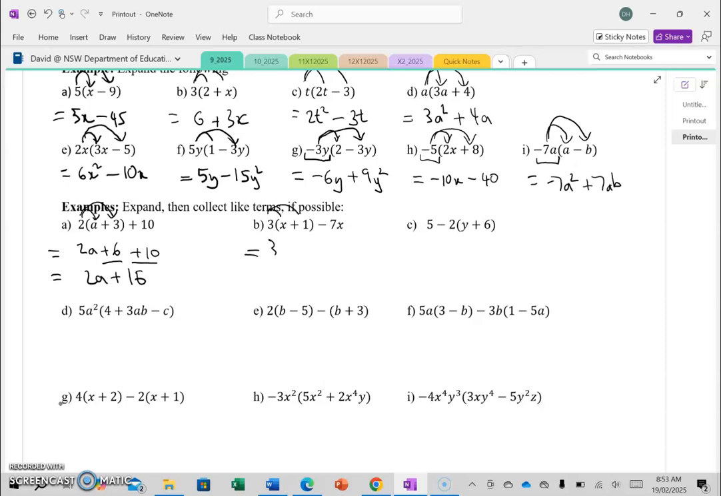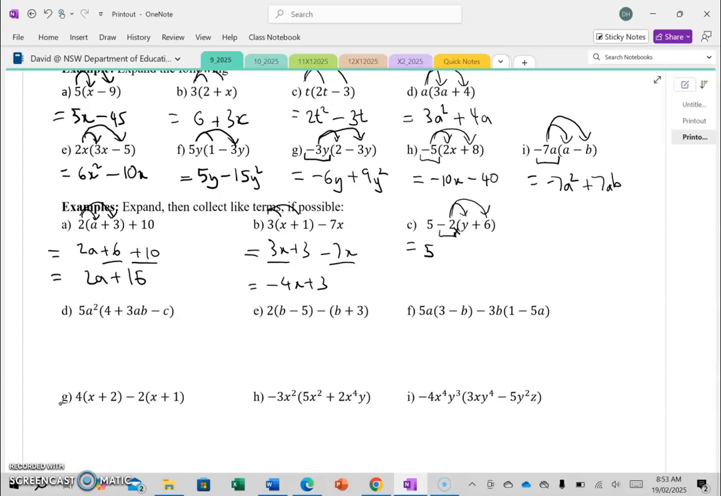Next one. Collecting like terms here, I've got 3x's take away 7x's, negative 4x plus 3 is the answer. Here, this one, that 5 is by itself. You don't do 5 take away 2 first and make it a 3. You don't do that because of your BIDMAS. You need to be doing the timesing before you do the minusing. So we're timesing by negative 2 each of these guys in here, and the 5 is just going to hang out the front. Okay, we times before we minus.